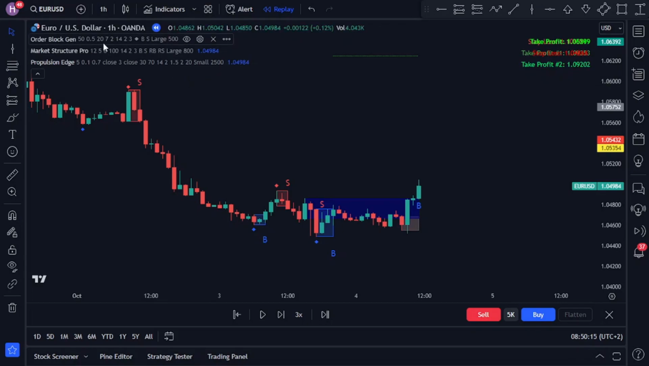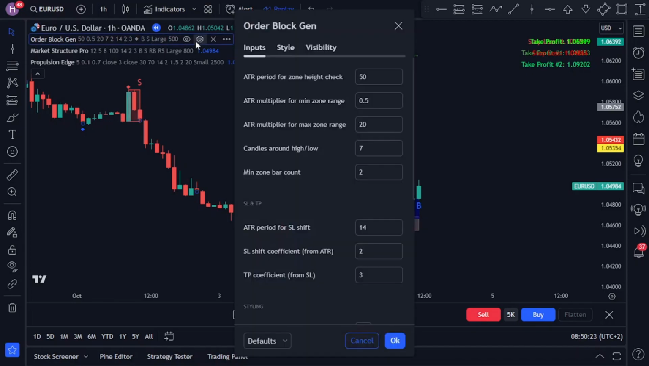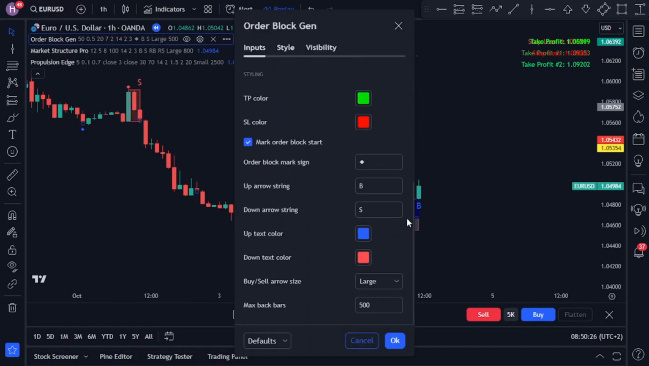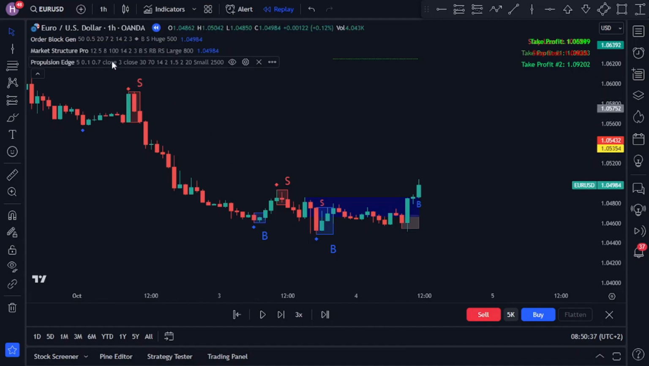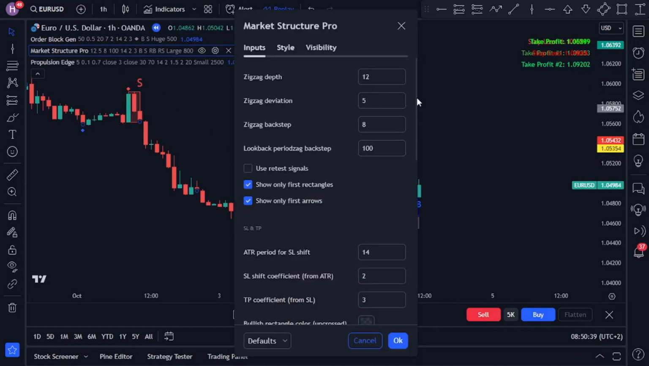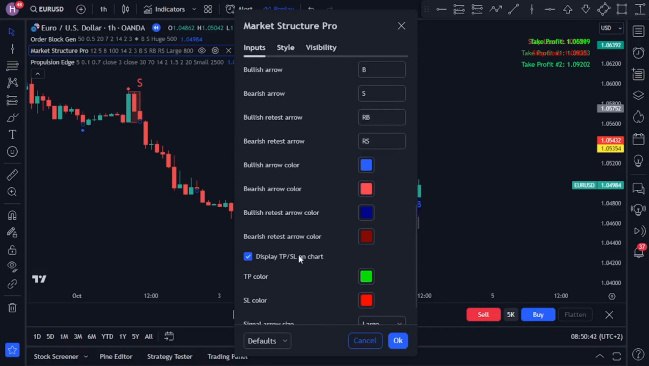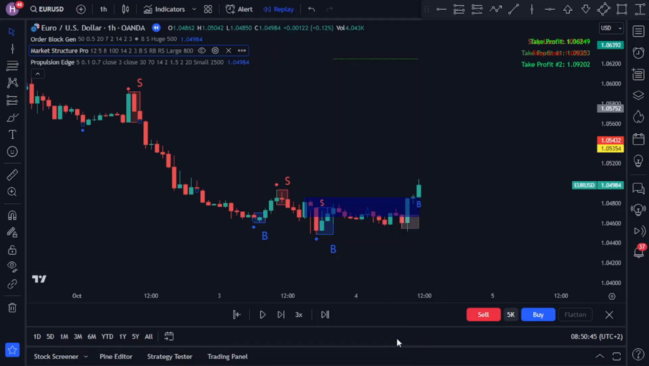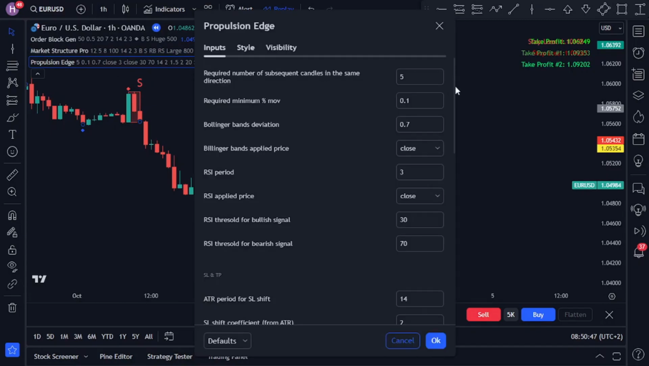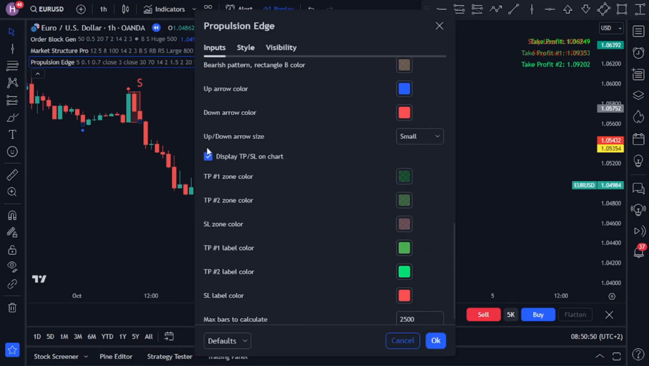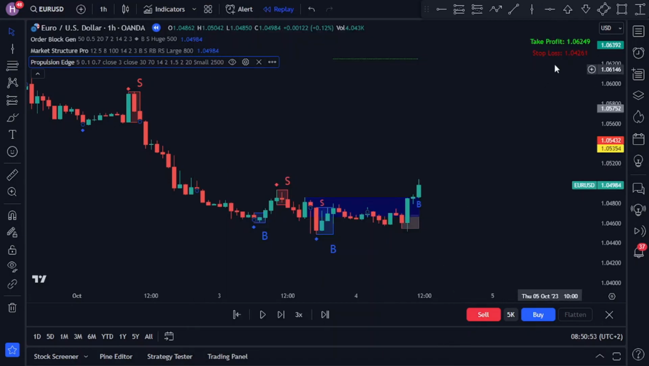Firstly, we are going to start off by making a couple of changes to the different indicators for our strategy. For the order blockchain indicator, we are going to leave everything on default except for the following option, which we are going to increase the size of the signals to make them easier to identify. Then for our next indicator, which is the Market Structure Pro, we'll unselect the following option to clean up our charts. Lastly, for the Propulsion Edge, we will unselect the following option to keep our charts nice and clean.